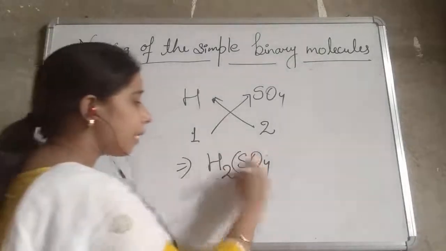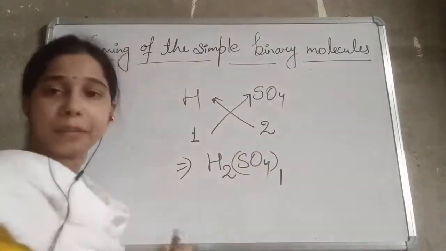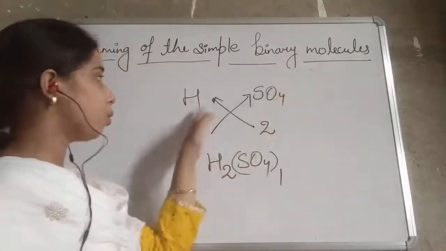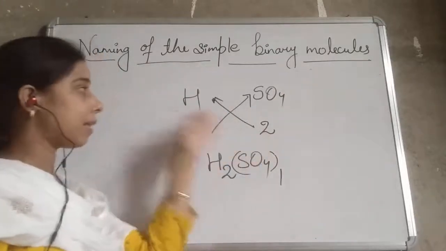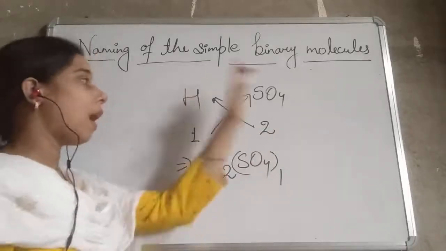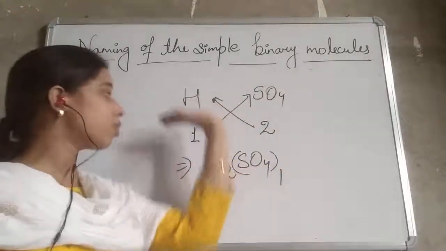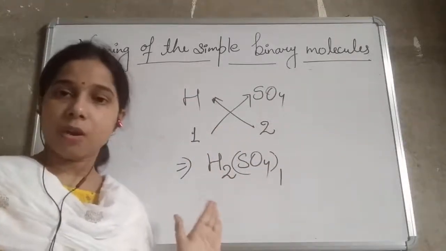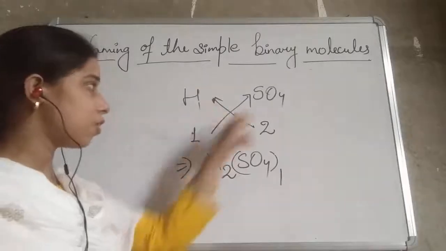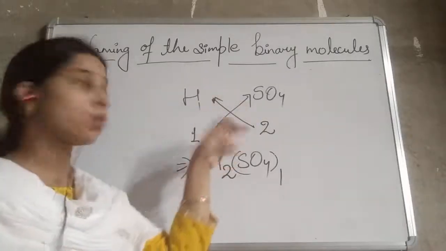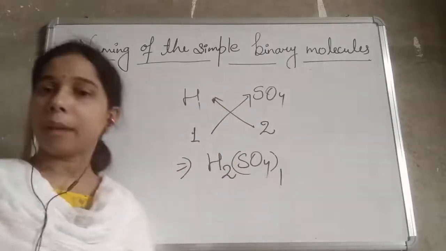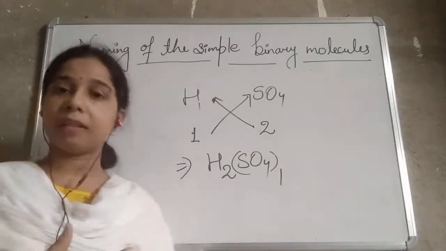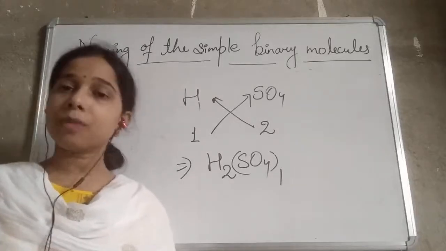You can write it like that, sulfate is 1 here. Okay, so the valency of sulfate will go as the subscript of hydrogen, and the valency of hydrogen will be the subscript of the sulfate ion. So by crisscrossing, by exchanging the valencies with each other, we get the chemical formula.